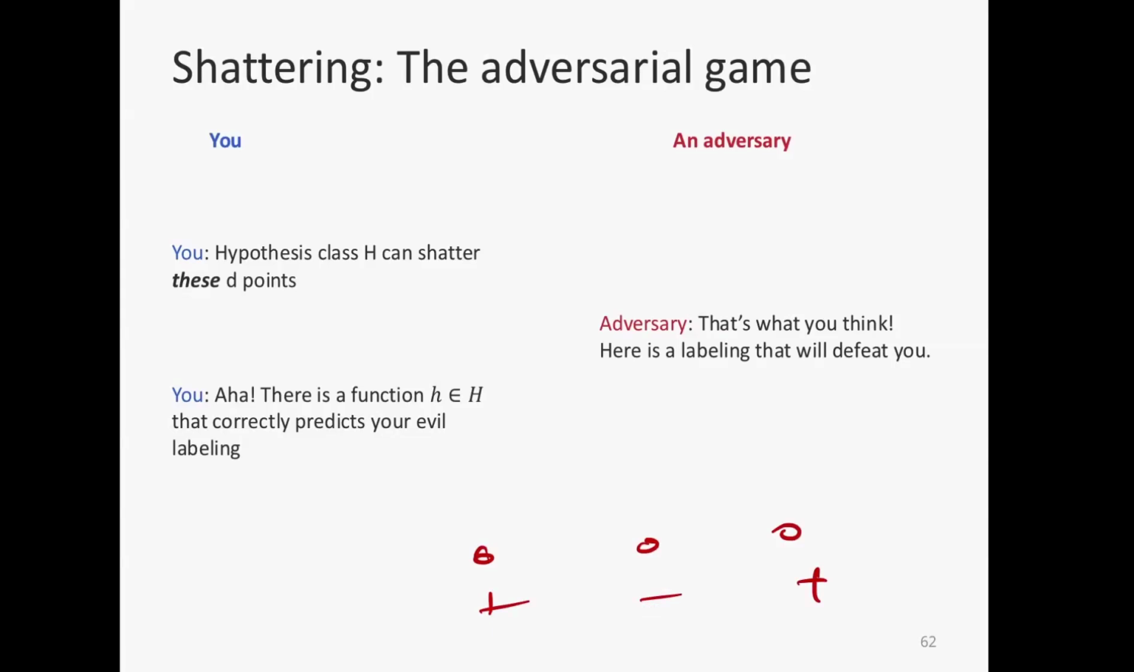So shattering can be seen as an adversarial game where the adversary is trying to prove that this set of points cannot be shattered and you're trying to prove it can be shattered. Your goal is to force the adversary to enumerate every possible labeling. The adversary's goal is to find that one labeling that's going to defeat you, your function class.